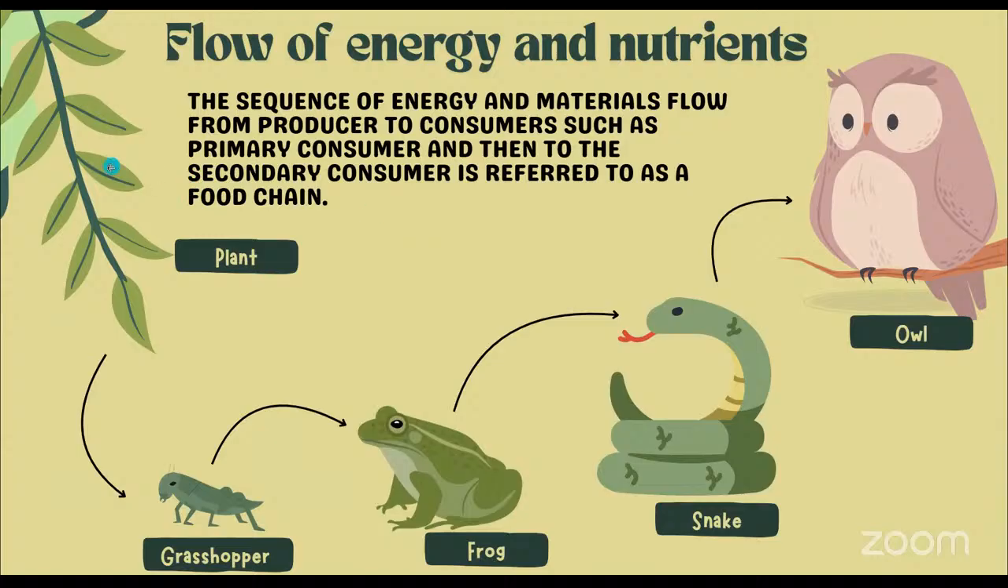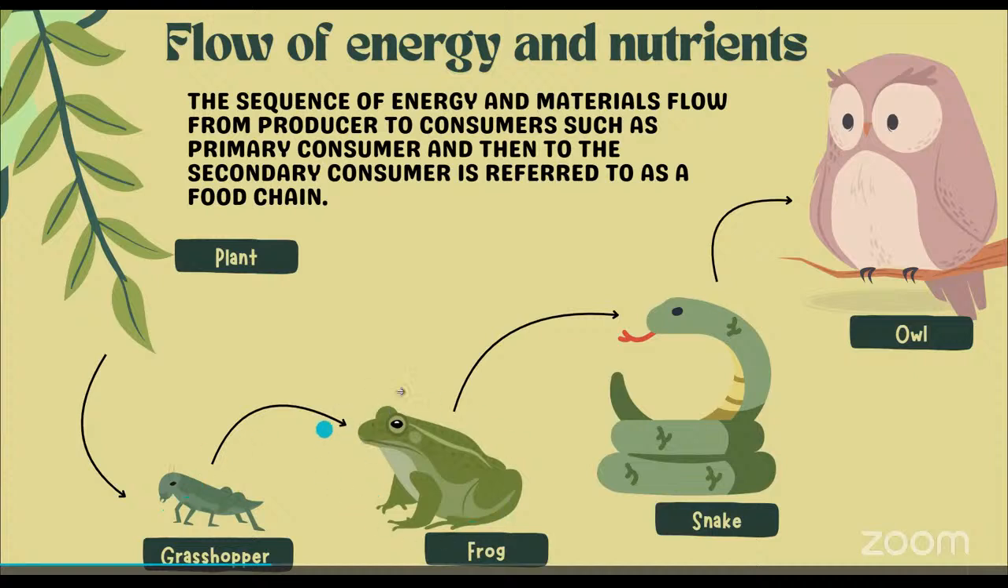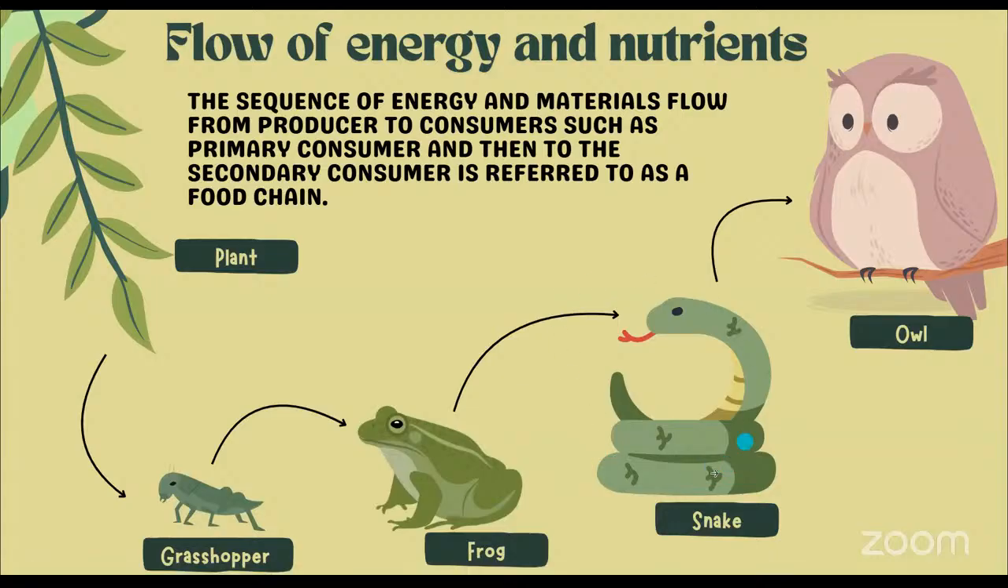So we start from a producer. That is the plant in this case. Plant is the producer. Then we have the grasshopper, who is the primary consumer. Then we have the frog, who is the secondary consumer. Then we have a snake, who is the tertiary consumer. And we have the owl, who is the quaternary consumer. So this is a beautiful food chain, right?